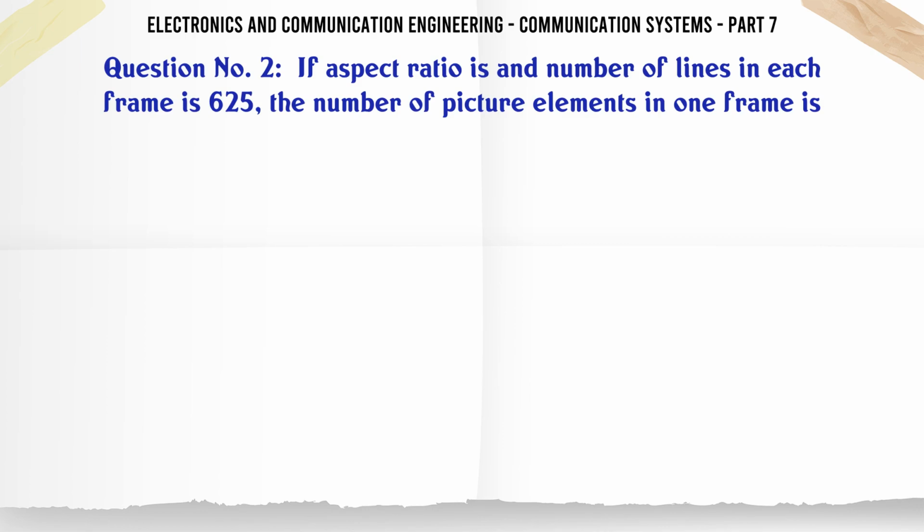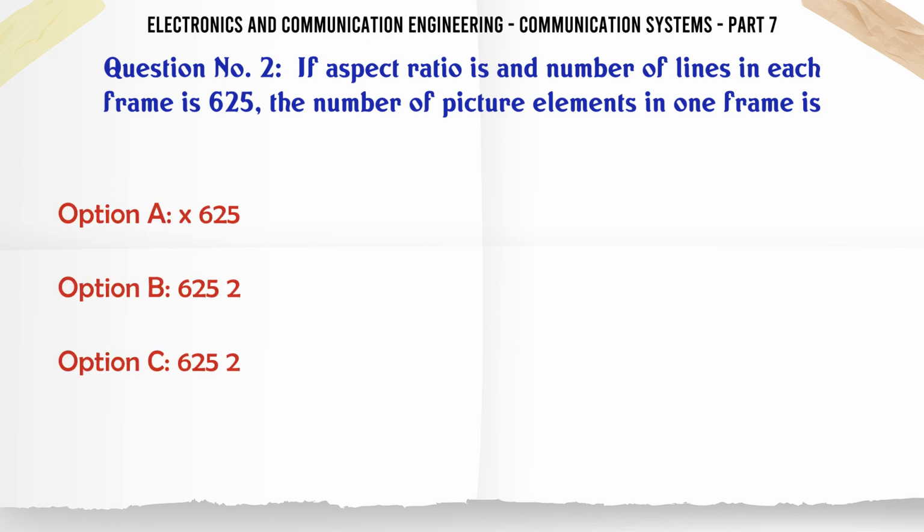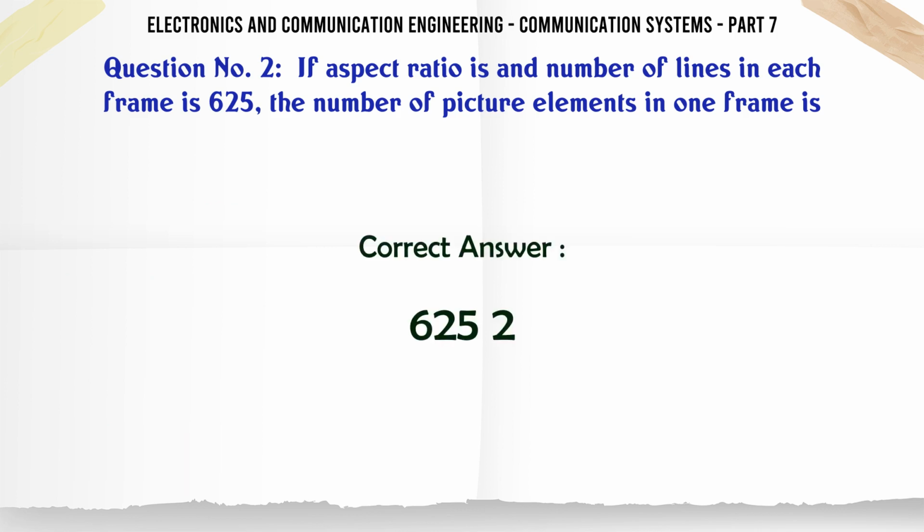If aspect ratio is and number of lines in each frame is 625, the number of picture elements in one frame is A, X 625. B, 625. C, 625 2. D, 625 2. The correct answer is 625 2. Indicate the false statement.